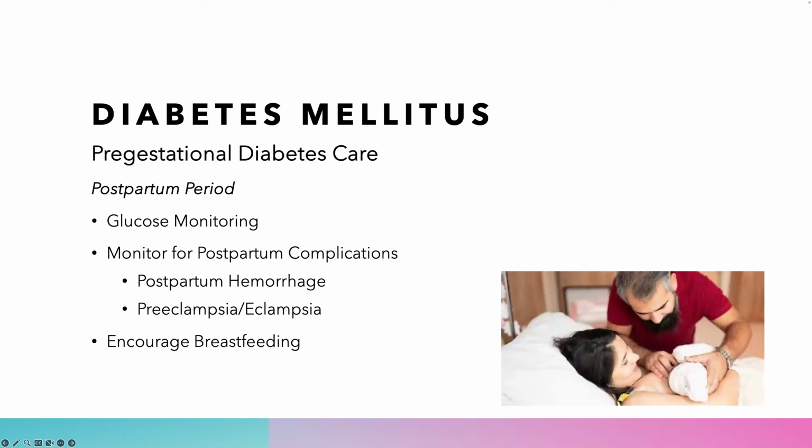And then we want to encourage breastfeeding. Breastfeeding is going to help decrease the amount of glucose in their circulation. They'll need less insulin. It helps with bonding, but they need to make sure that they're eating and drinking, that they're having a snack, because it is going to reduce their glucose levels. So they do need to make sure that they're eating, okay, if they're breastfeeding.